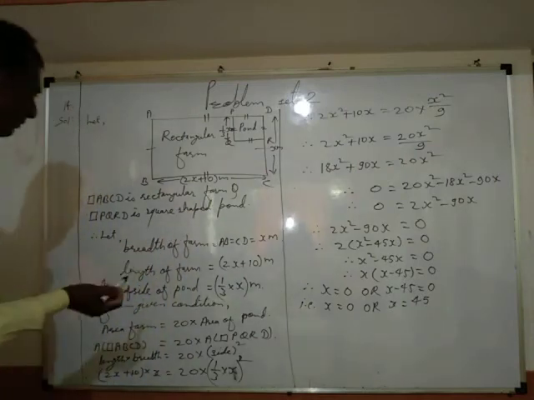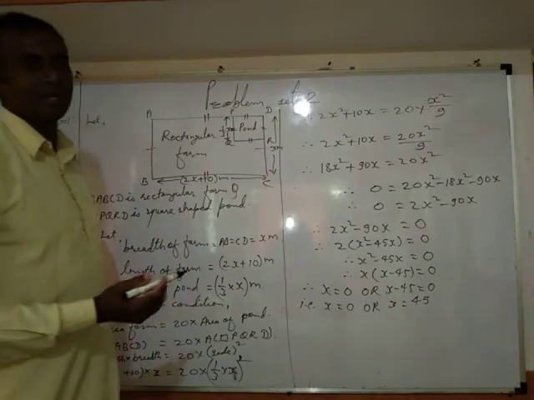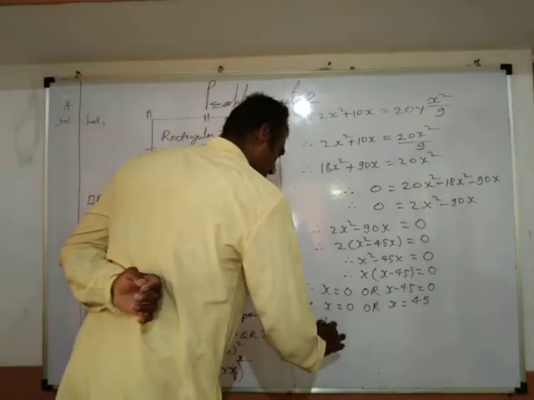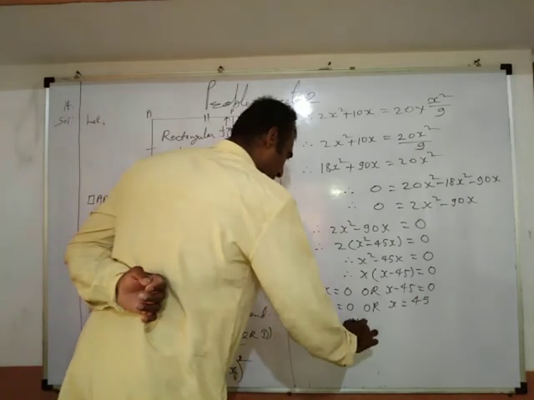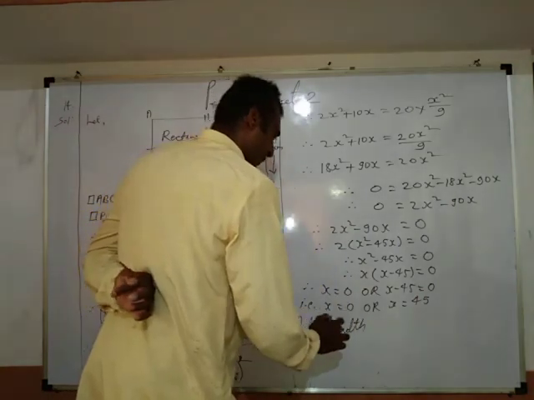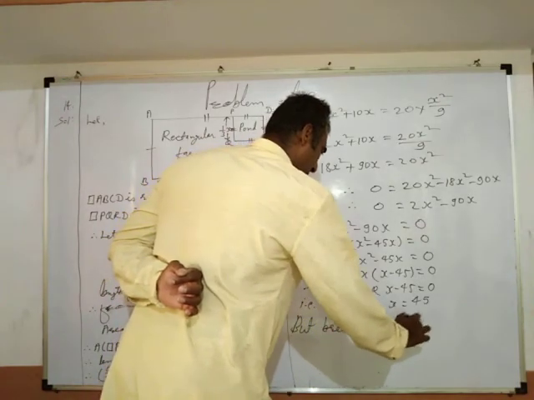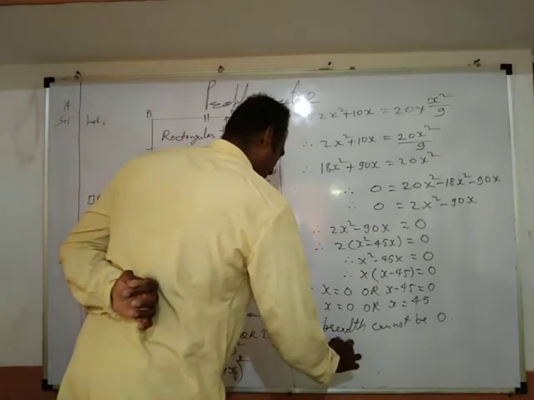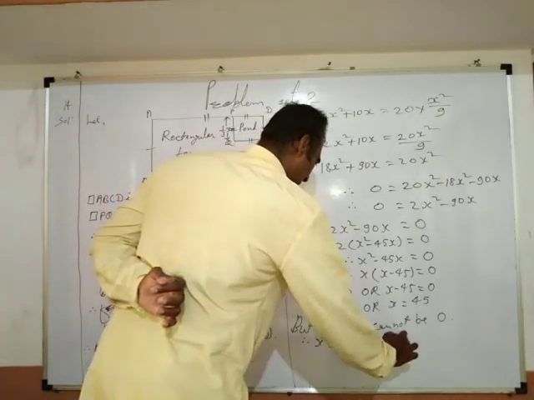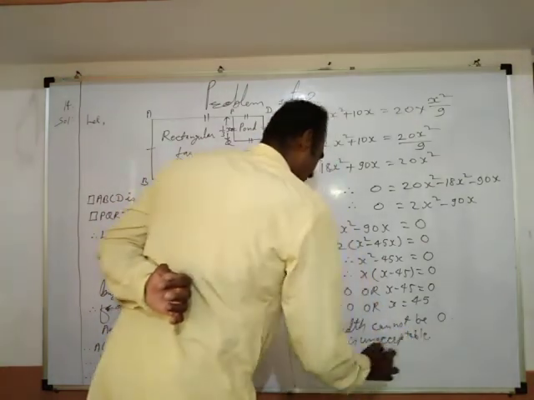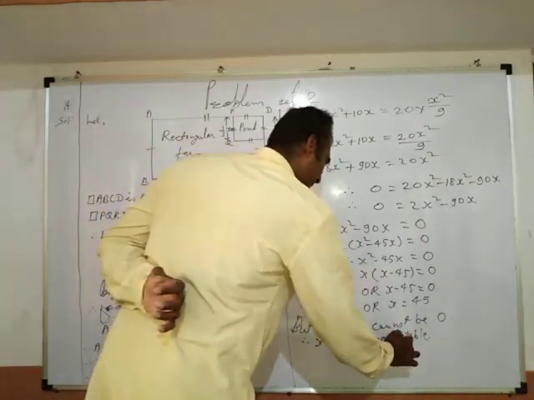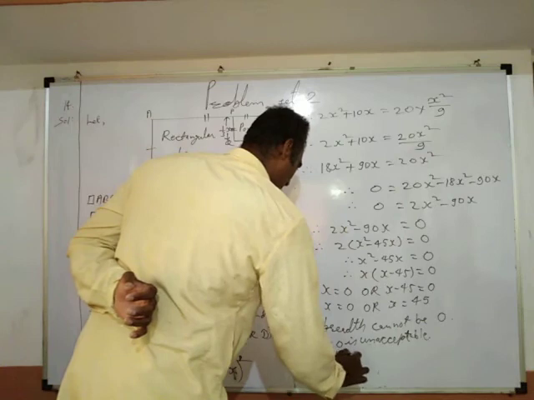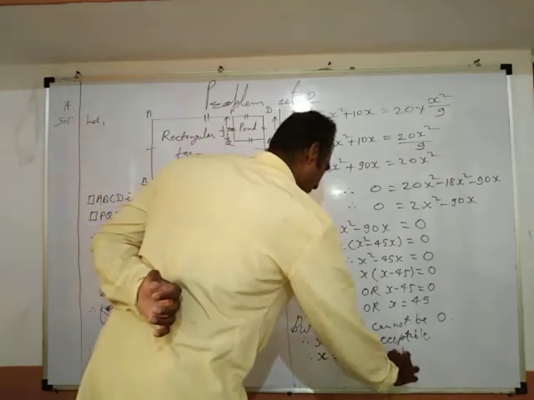But what is x? x is the breadth of the field, and breadth cannot be negative. Breadth cannot be 0. Neither negative nor 0. And therefore x equal to 0 is unacceptable. And therefore x must not be equal to 0, and therefore x equals 45.